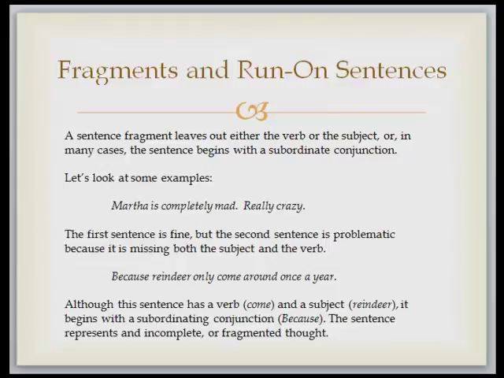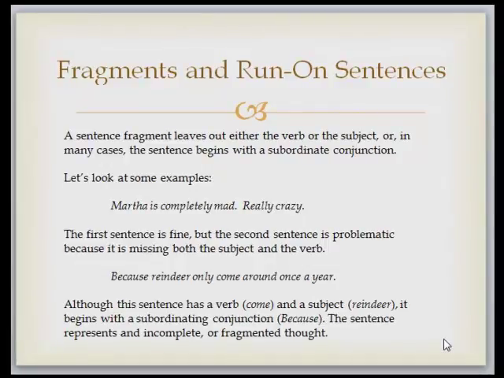Second thing, let's look at just another concept, right? "Because reindeer only come around once a year." Right? We have a subject, reindeer. What do reindeer do? Well, they come around. Actually, "come" would be the verb: reindeer come around, and then once a year, of course, is when they come around. So although this sentence has a verb and a subject, it has both of those, it starts with that word "because," and that word "because" is being a little bit problematic, because that's going to be our subordinate conjunction.